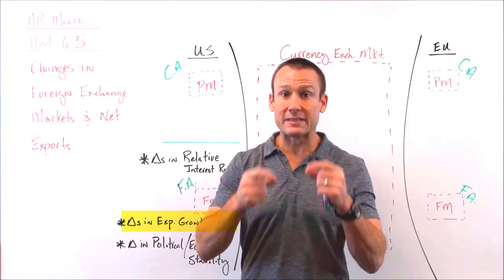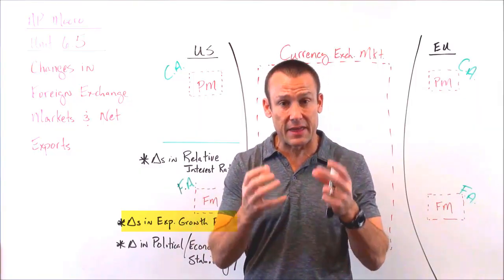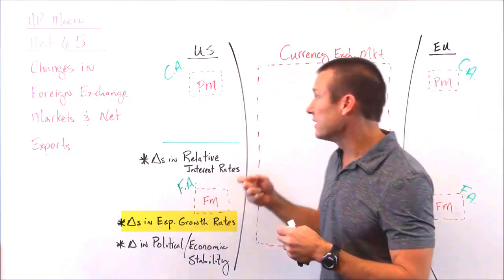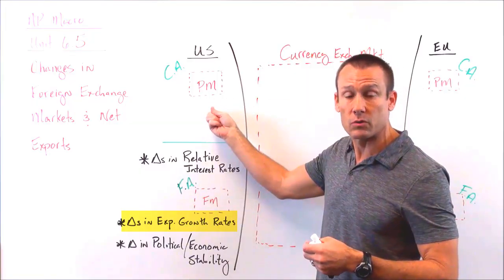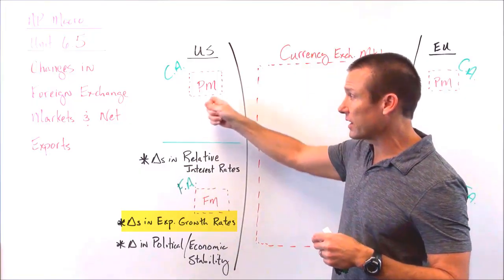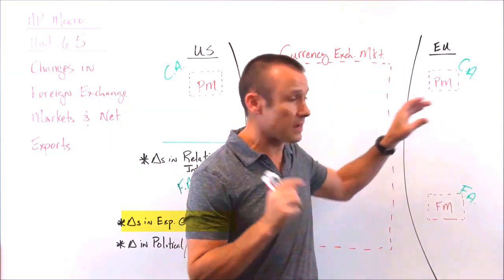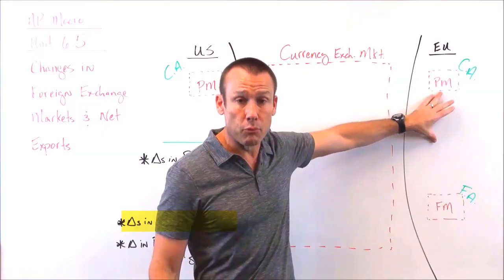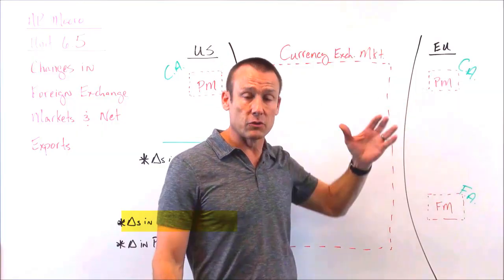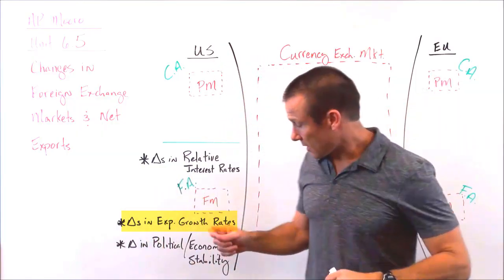And if the dollar appreciates, that change in the exchange rate is going to cause net exports to go down. Because again, the dollar appreciating makes stuff here more expensive to people internationally. And the dollar appreciating makes stuff abroad cheaper to Americans. So U.S. imports are going to go up.